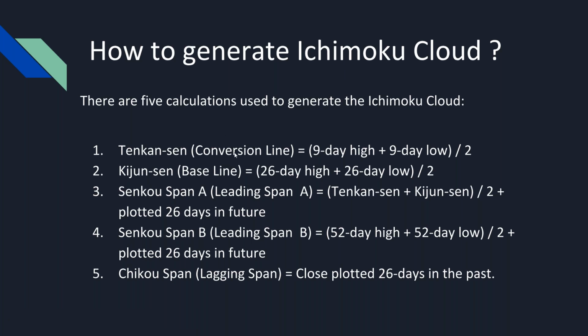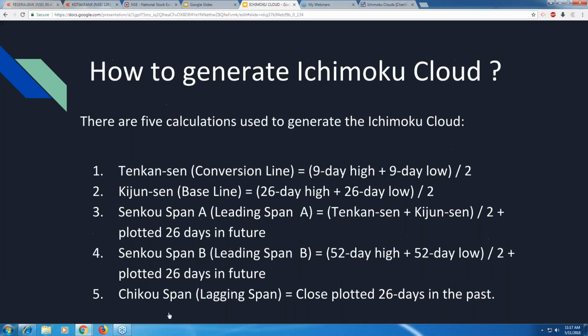The first one is called the conversion line or Tenkan-sen. Don't get confused by Tenkan-sen, Kijun-sen, Senkou-span or Chikou-span. You don't need to worry about that. I'll tell you in layman's language how you remember and how you see. So this Tenkan-sen is basically the conversion line. It's 9-day high plus 9-day low upon 2, right? So let me take you one by one. I don't want you to get confused.